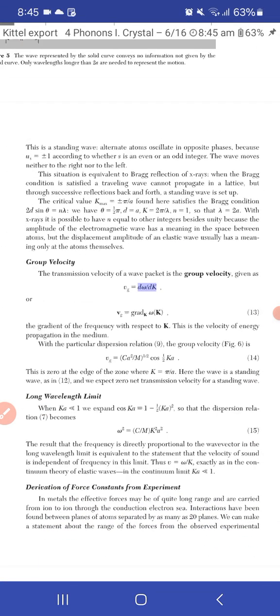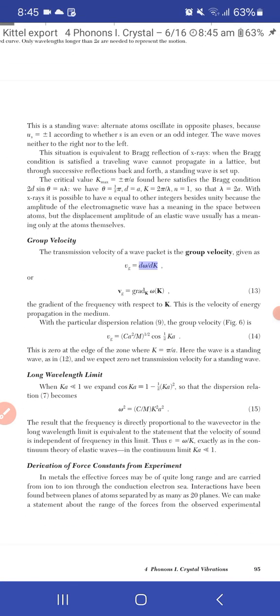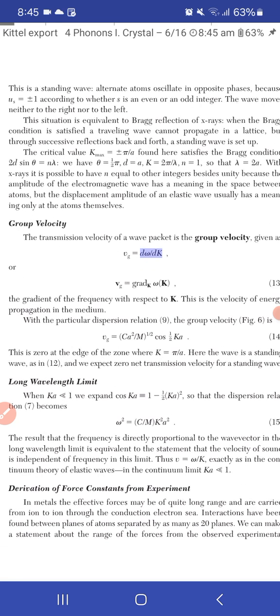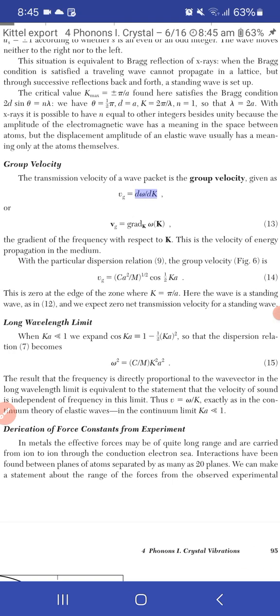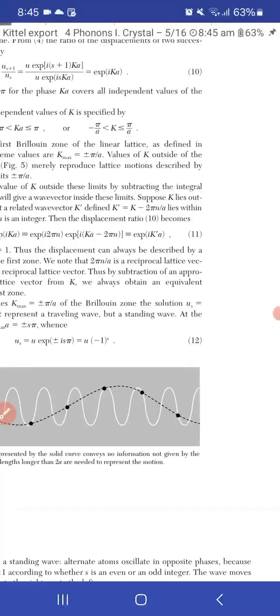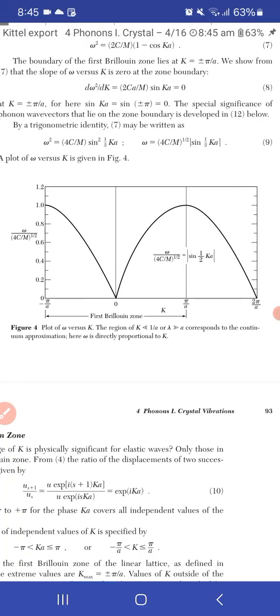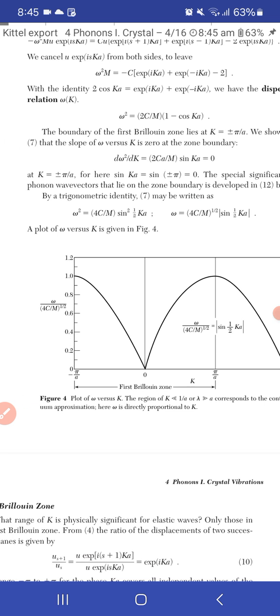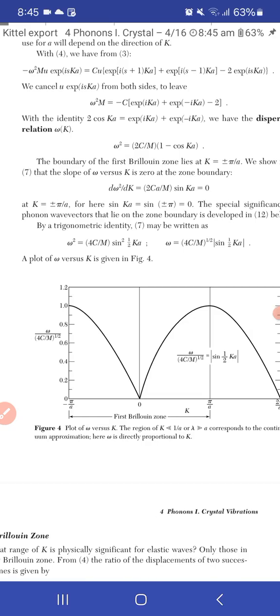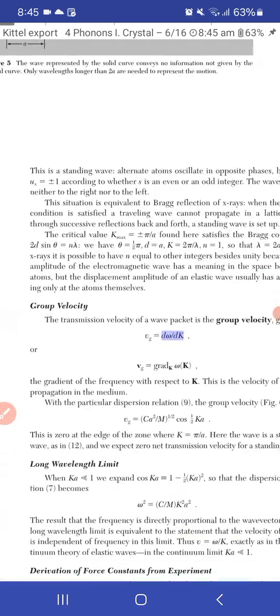Okay? The group velocity, the transmission velocity of a wave packet, is given as Vg = dω/dk, Vg = ∇ω(k), the gradient of frequency with respect to k. This is the velocity of energy propagation in the medium with the particular dispersion relation. Equation 9. Okay, this is your dispersion relation only, but in terms of sine.